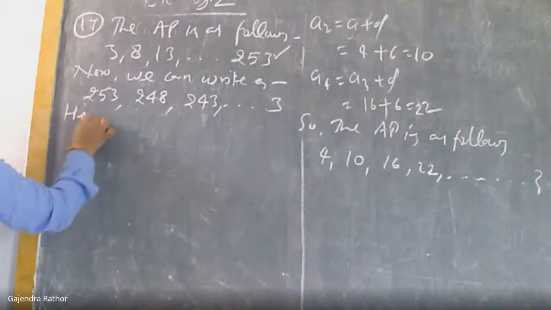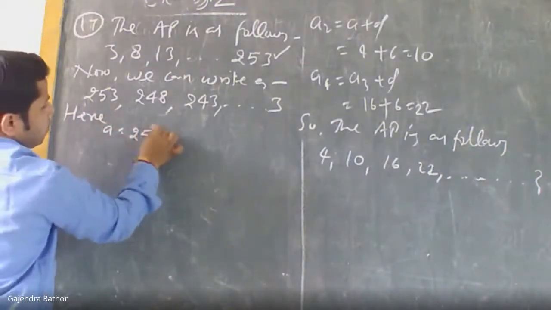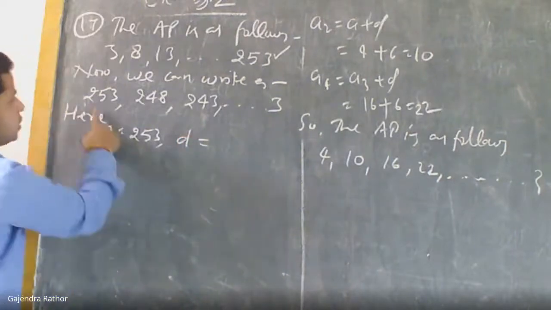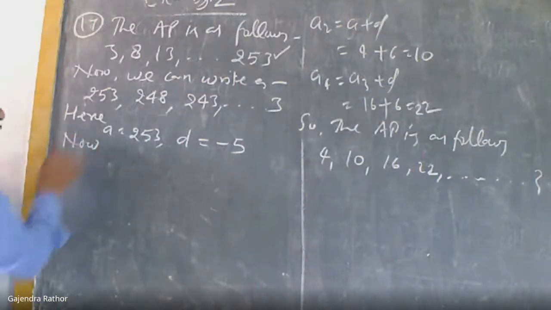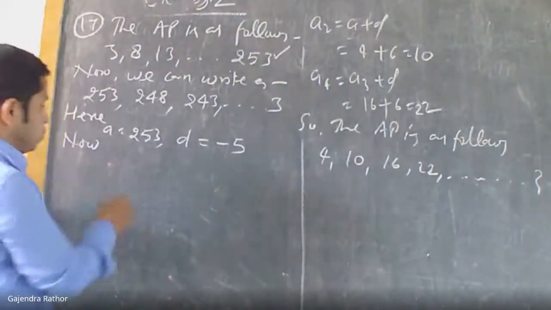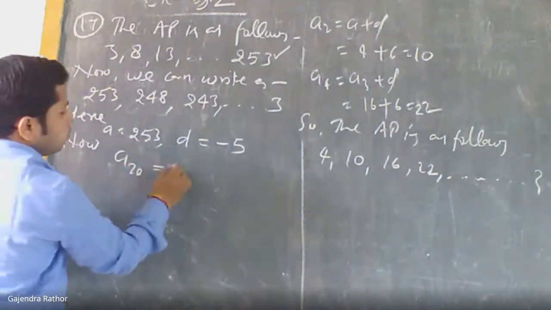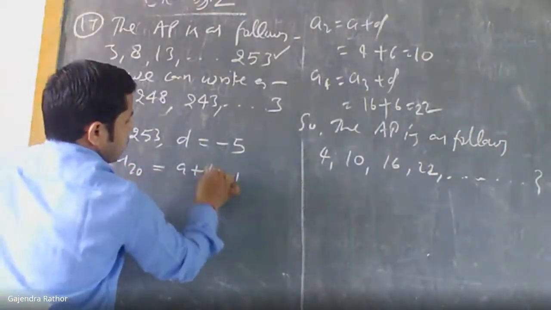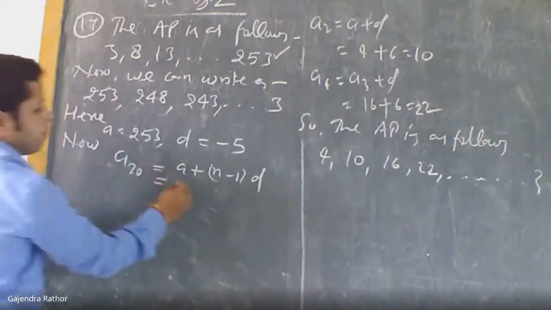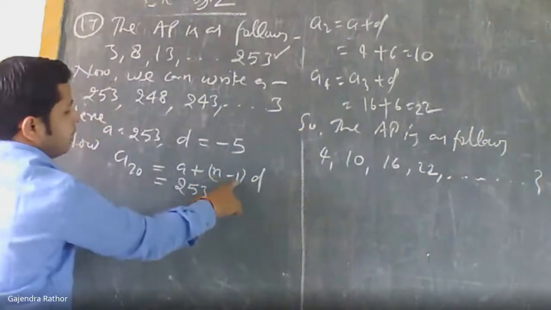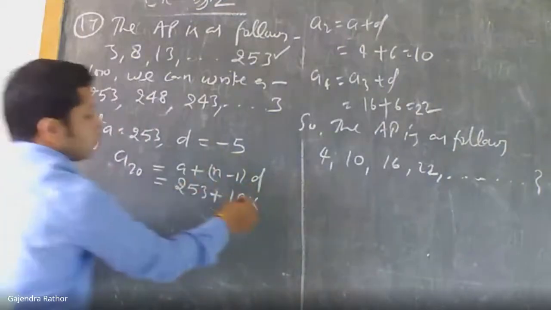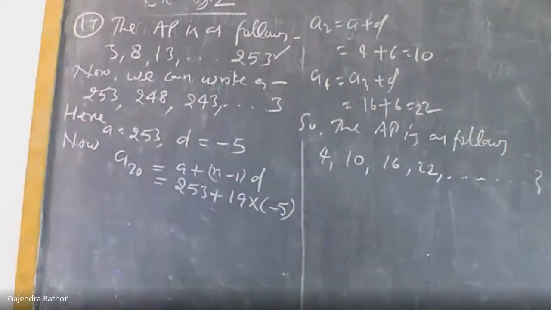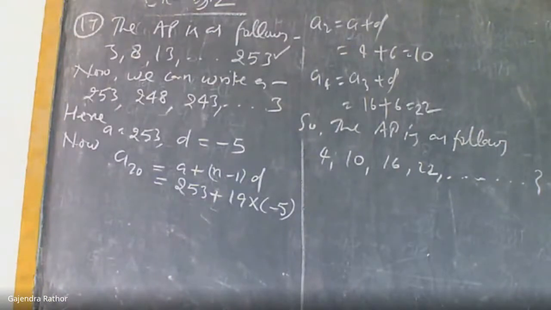Now here, what is the first term? 253, and the common difference is minus 5. Now we have to find the 20th term. So A20 is equal to A plus (N minus 1) into D. The first term is 253 plus (N minus 1), N is equal to 20, so 20 minus 1 is 19, and D is equal to minus 5. So let's calculate the 20th term.